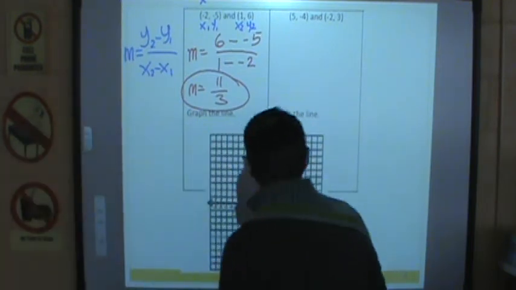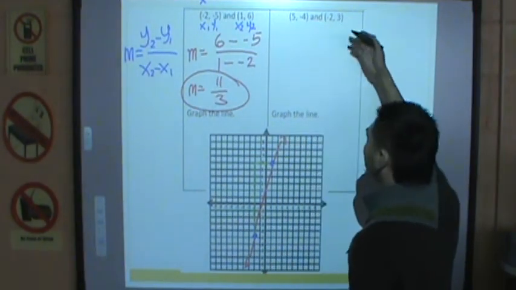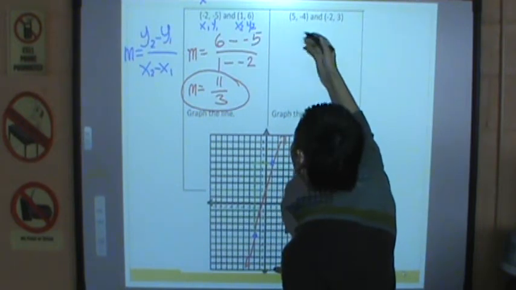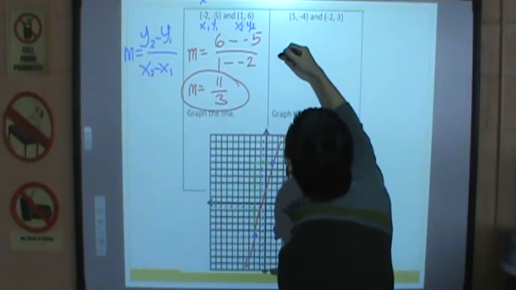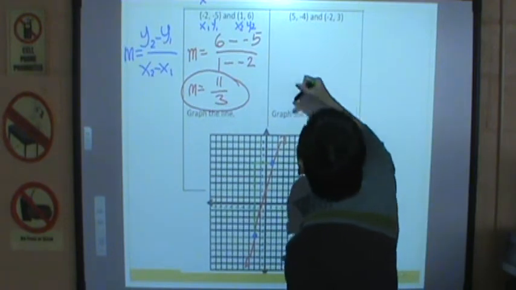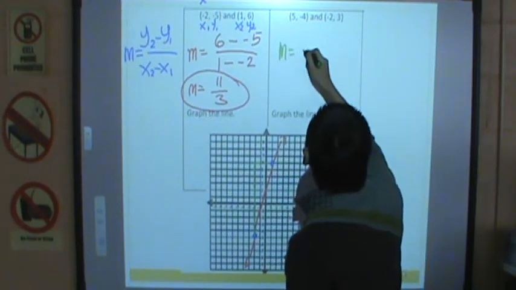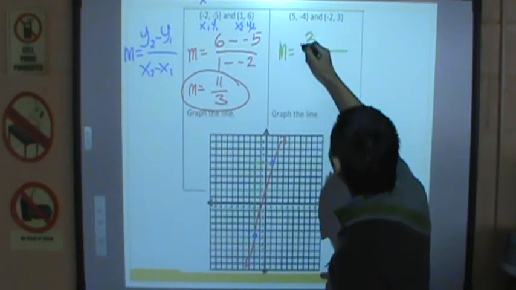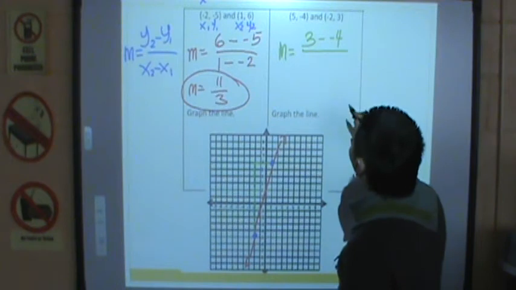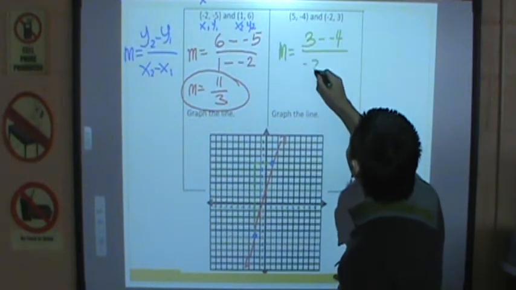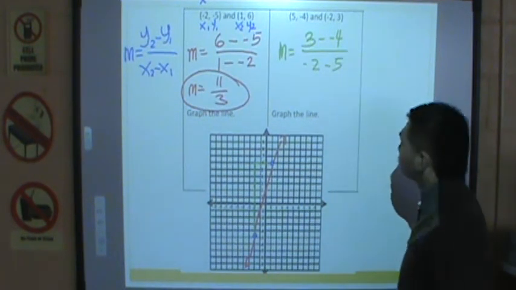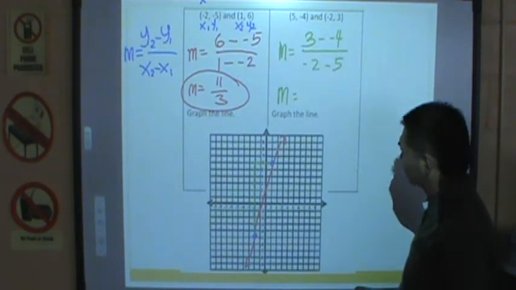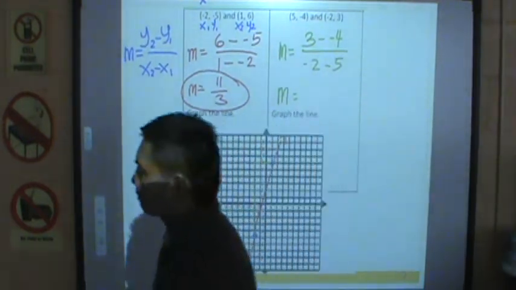Okay, at this point you should be able to label. You should be done labeling the points x1, y1, x2, y2. And I'll just go ahead and help you with the setup. Now, please make sure you have the same setup here. 3 minus -4 and -2 minus 5. Here you go. Okay, figure that out now.